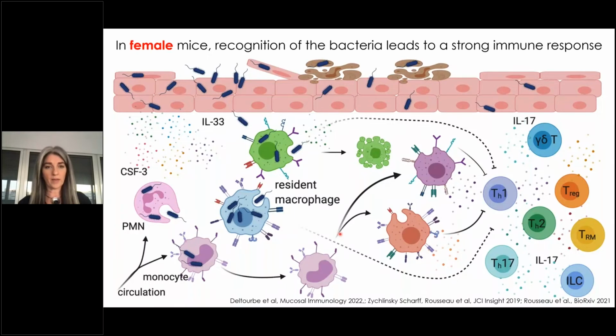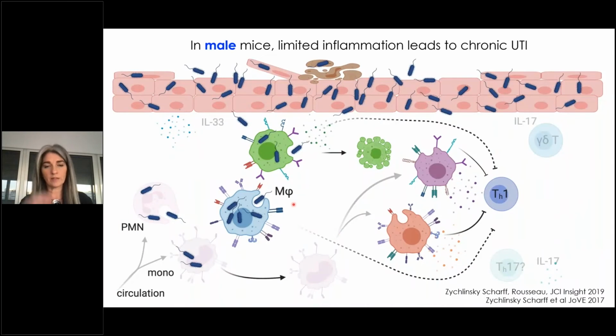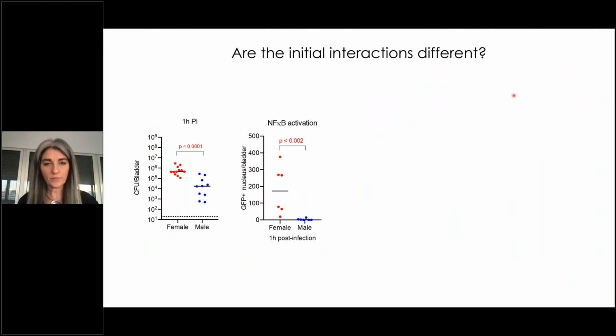Now, if we look at the male mouse, we see really a completely different scenario. Even though we have an infection, we just don't have that recognition. We don't have the broad cytokine response, and the result of that is we don't get infiltration, and ultimately we don't get those cells that come in that help mediate resolution of infection, and this leads to chronic UTI, which we can see here.